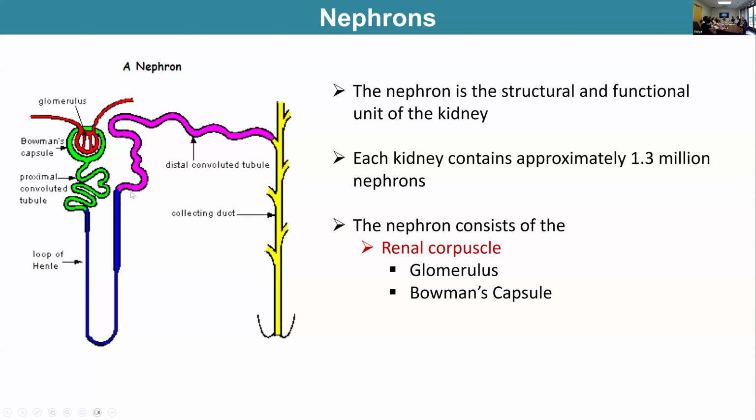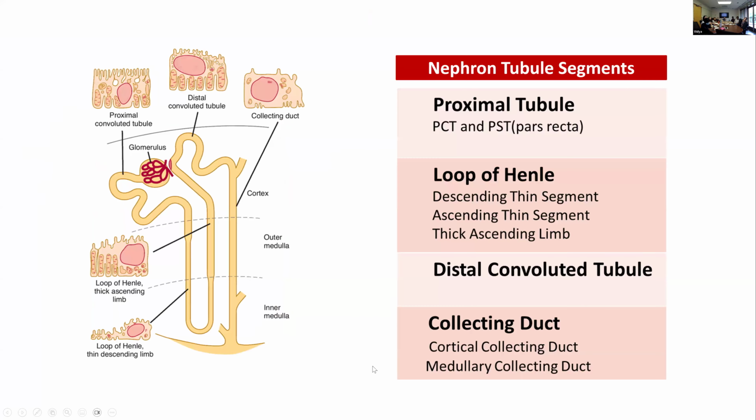So the nephron starts with the renal corpuscle. The renal corpuscle has a glomerulus, and this is surrounded by a Bowman's capsule. And the rest of the part is a tubule system. I'll go through the different segments in the next slides. The first is the proximal tubule, and PCT is the proximal convoluted tubule, and there is also the proximal straight tubule. And as I said before, the cortex is enriched with the proximal tubule.